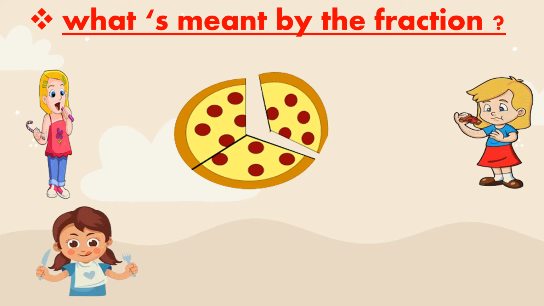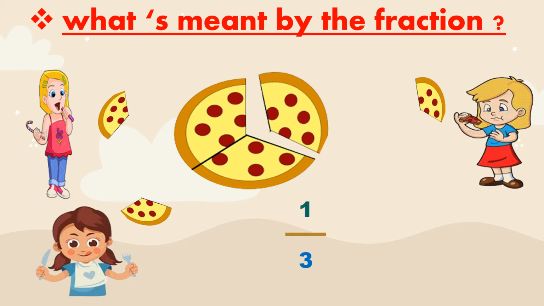How can I write this in the fraction? Everyone will take a part, and this is called 1 over 3. We can also say 1/3 or 1 over 3. 1 means how many parts do we take? Every girl takes one part, so I write 1.